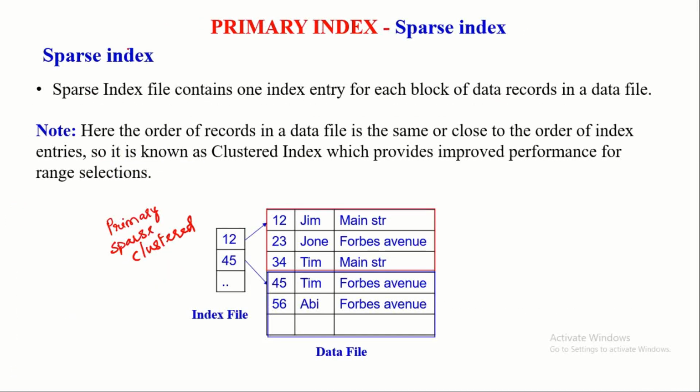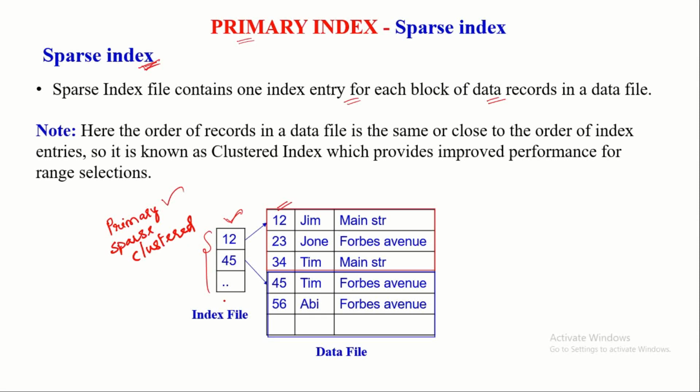Coming to the sparse index, a primary index can also be a sparse index. Whenever the primary index contains one index entry for each block of data records, then the primary index can be called a sparse index. Here, if you look at this example, the table consists of three fields where the first field is the primary key field. The entries in the index file are created based on the primary key field of the table. That's why it is known as a primary index.